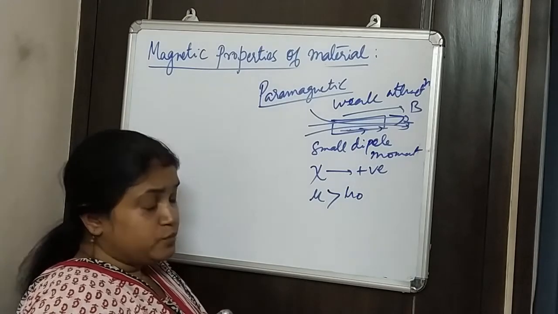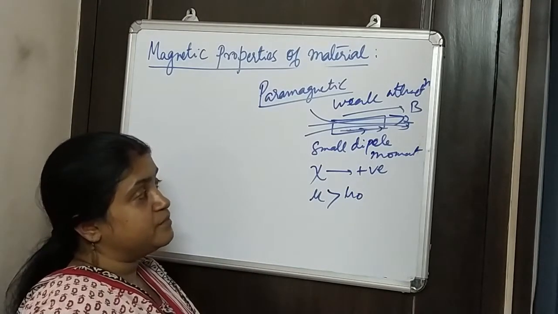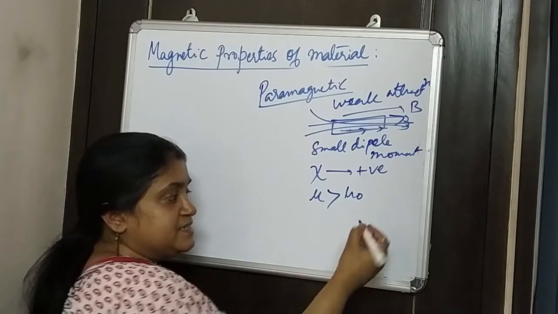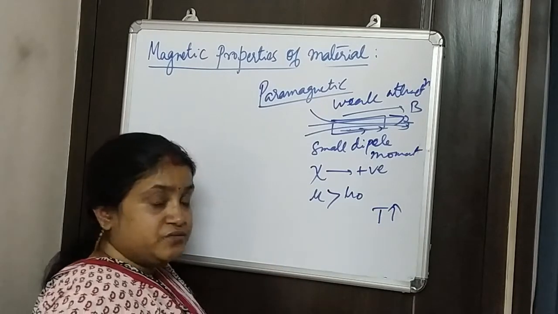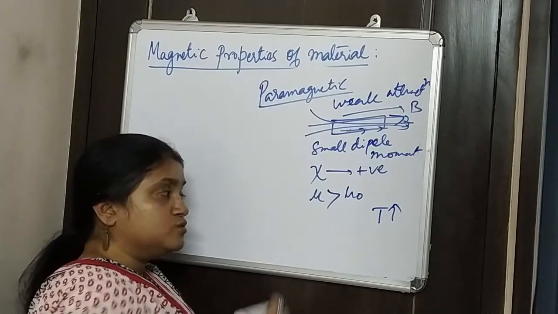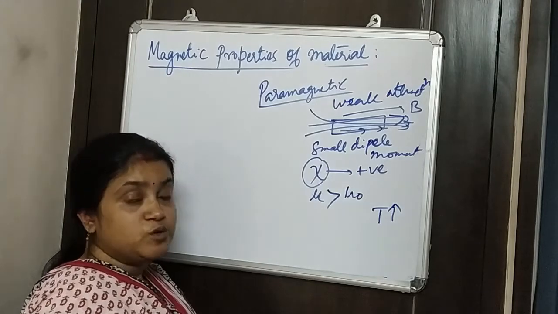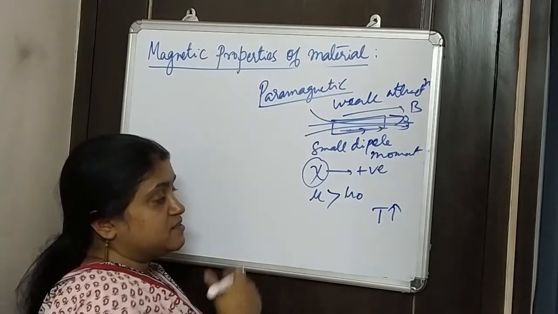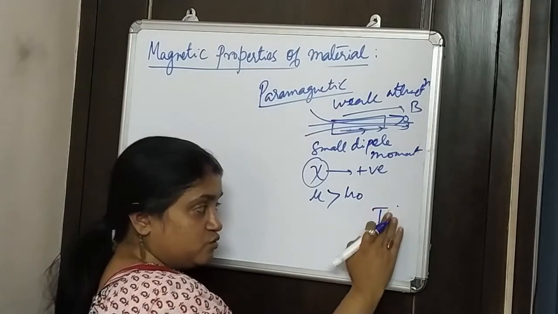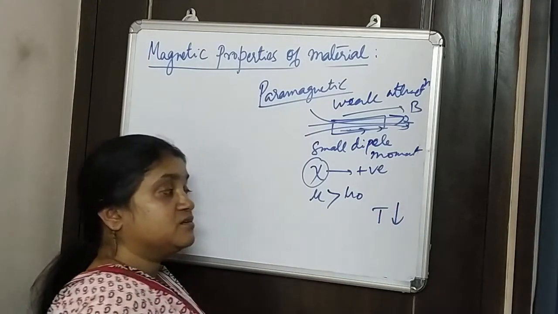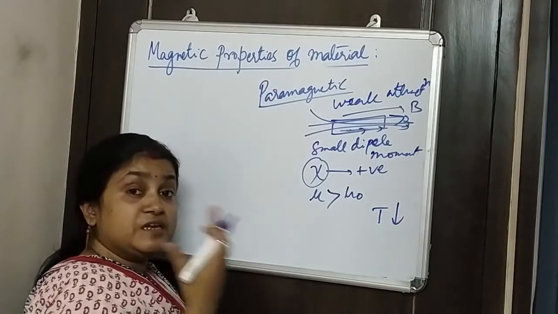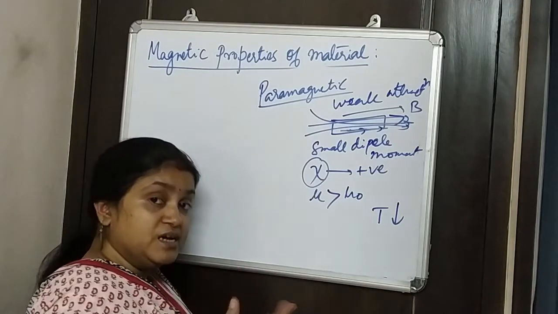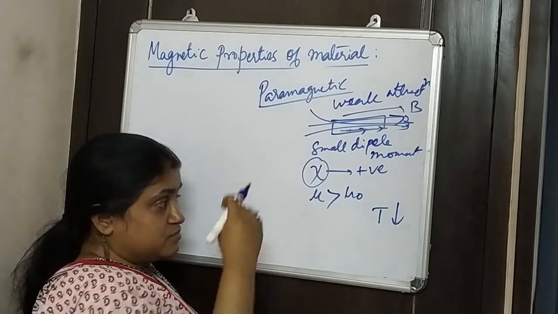Suppose you take this paramagnetic substance and change the temperature. The susceptibility follows a particular rule. If you decrease the temperature, the susceptibility will increase, whereas if you increase the temperature, the susceptibility will decrease.